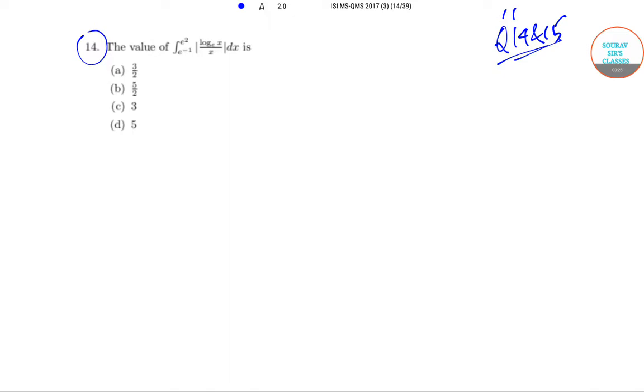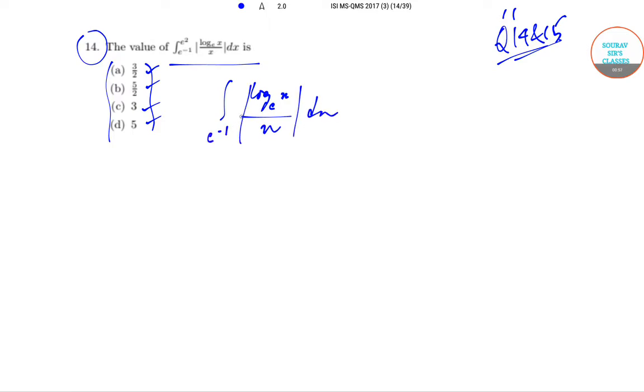In question number 14, we have to find out the value of the integration from e to the power minus 1 to e square of mod of log of x to the base e upon x dx. The options are 3 by 2, 5 by 2, 3 and 5. So we have to find out the value of the integration of mod of log of x to the base e upon x dx, which goes from e to the power minus 1 to e square.